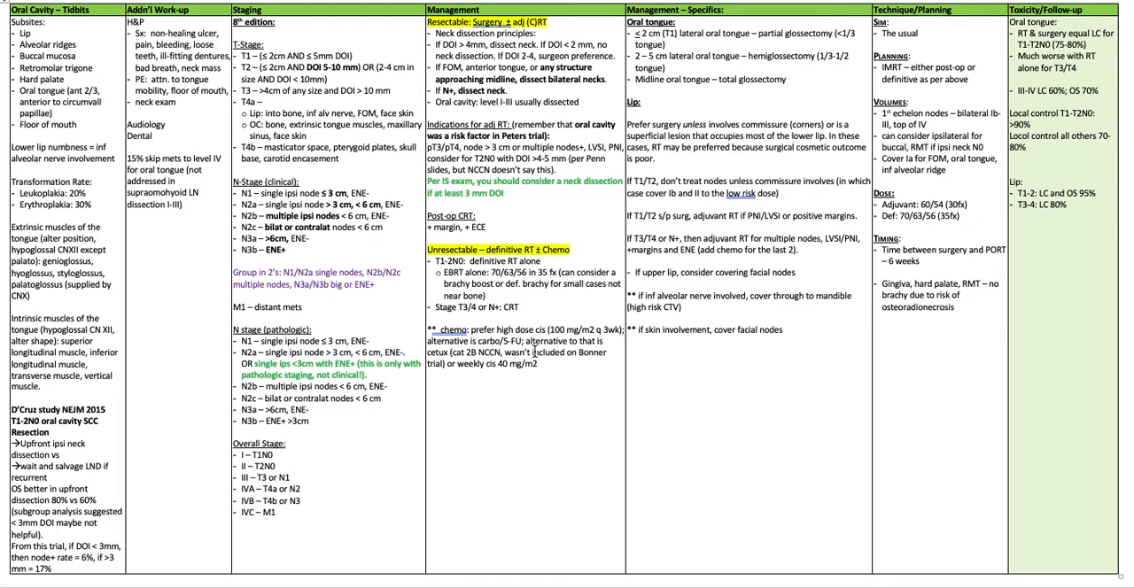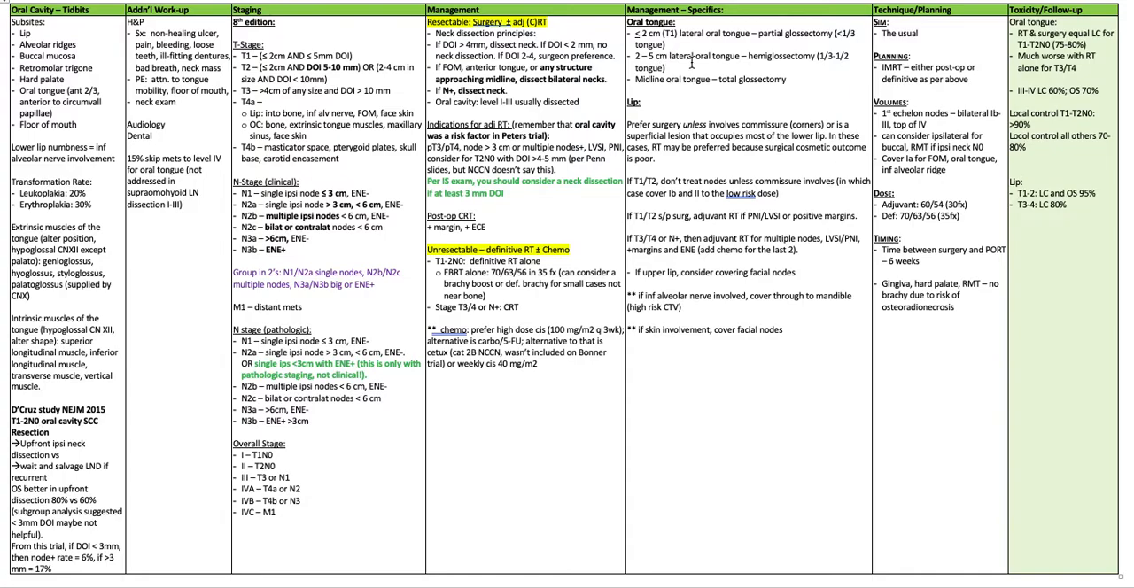The preferred chemo regimen is high-dose cisplatin, 100 milligrams per meter squared every 3 weeks. An alternative is carbo-5-FU. An alternative to that is cetuximab, or weekly cisplatin, 40 milligrams per meter squared. Management specifics: oral tongue less than or equal to 2 centimeters, which would be a T1 tumor. If it's lateral, then you get a partial glossectomy, which is less than 1/3 of the tongue removed.